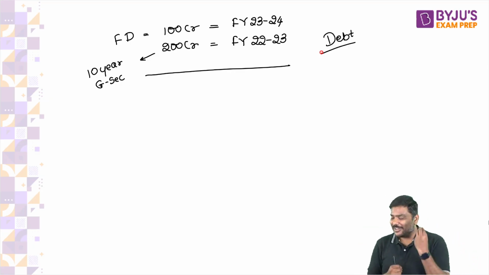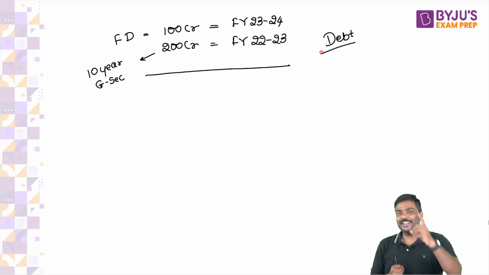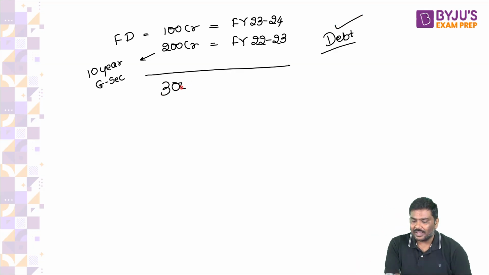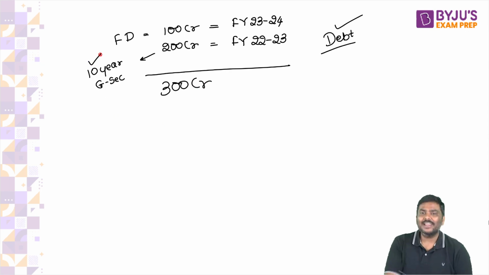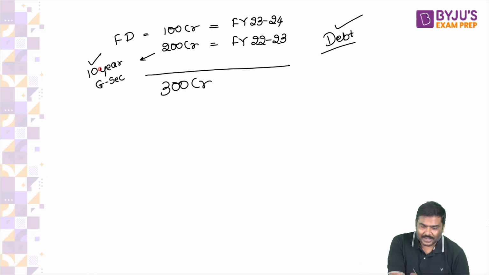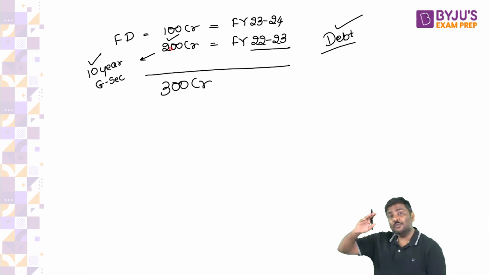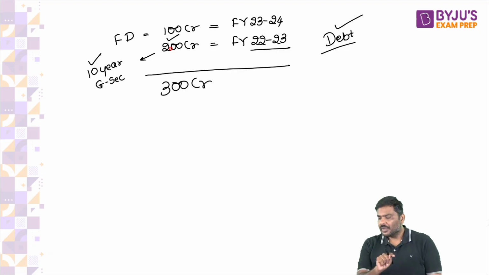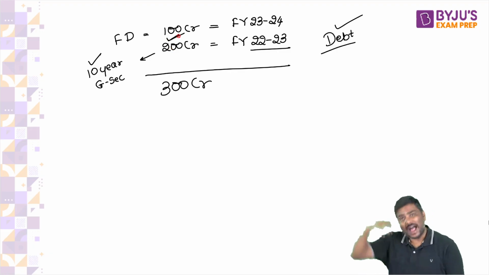Arey baba, think very carefully. Some of you are not thinking. That is the problem. How much money does the Government of India have to pay back? In this example, can I say 300 crore rupees? That's the reason I wrote a 10-year government security here. Can I say in 22-23, if you borrow 200 crore rupees, you will have to pay this 200 crore after 10 years? Yes or no? You'll have to pay this 200 crore after 10 years.